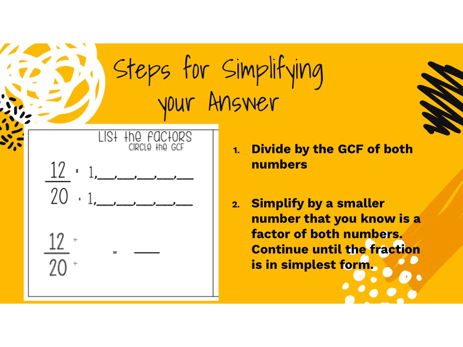So we will solve using both methods for the fraction 12 over 20. So if I wanted to find the greatest common factor, we would list all of the factors of both 12 and 20.